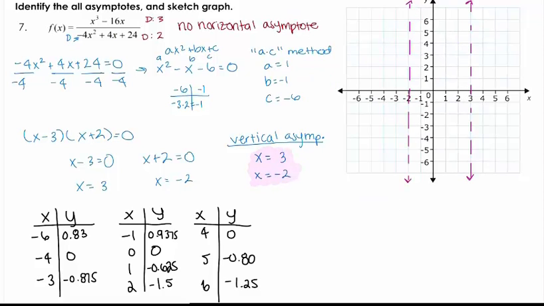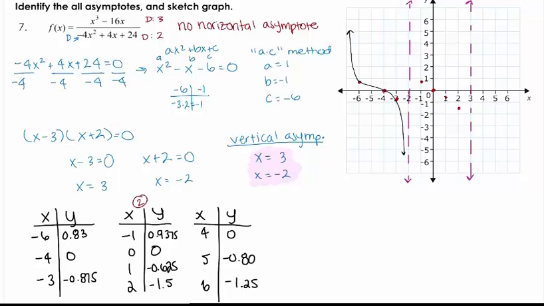So let's start with negative 6 and 0.83, and then negative 4 is 0, and then negative 3 is 0.87. So this is going to come out to be our next xy table. We'll have negative 1 and 0.9375, 0, 0, 1 and negative 0.625, and 2, negative 1.5. So again, when we draw that, it's going to hug that asymptote, curve down, and curve against that one.